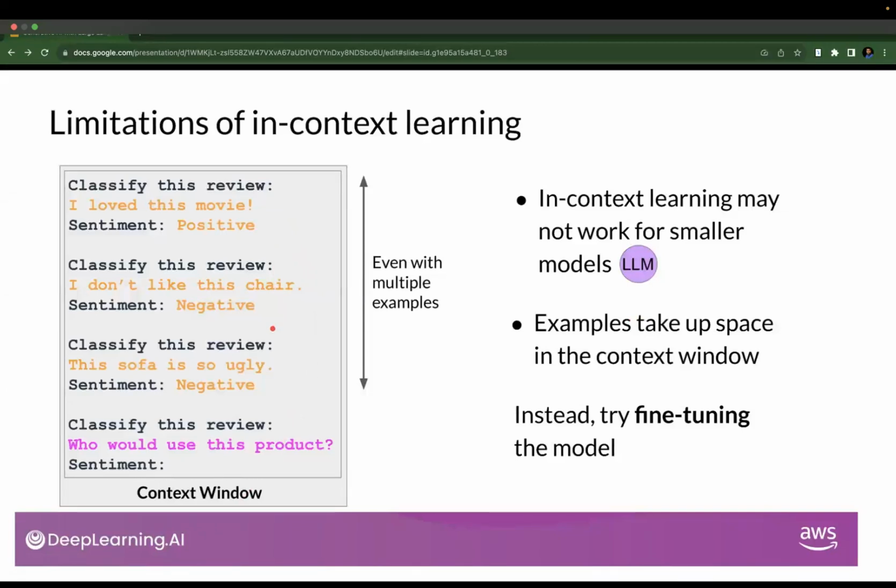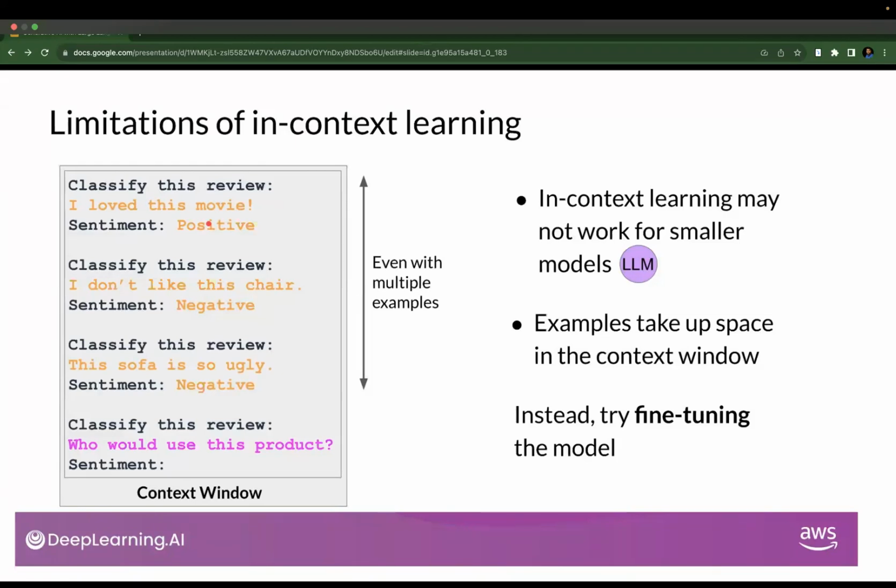Now, a few limitations of in-context learning are that smaller LLMs may not gain enough from in-context learning. Even if you give 5-6 inference examples, like a few shot inference, still they may not give you good enough results. And the other thing is, the more examples you give, well, these are short examples, but your examples can be long. For example, text summarization examples can be few hundred words or few hundred tokens.